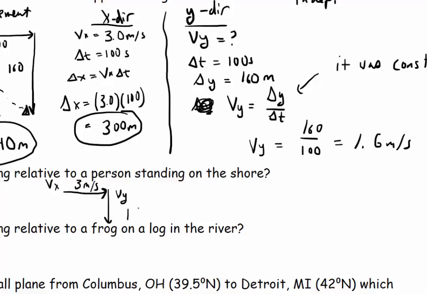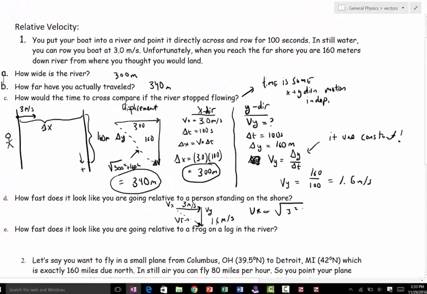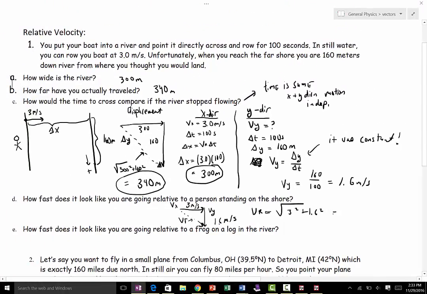When I go back and look at my little triangle over here, I can now use the Pythagorean theorem to find the VR, and that's going to be right here, and that's going to be equal to the square root of 3 squared plus 1.6 squared, and that's going to be 3.4 meters per second.